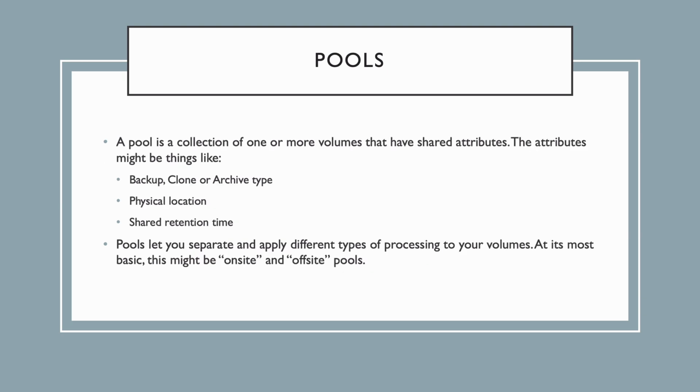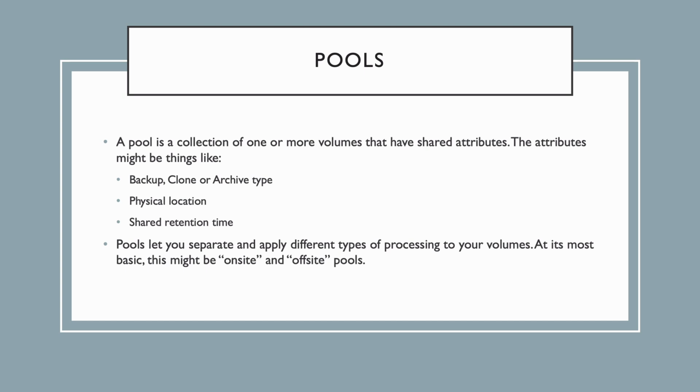We've talked about volumes and devices, so what are pools? Well, a pool is a collection of one or more volumes that have the same attributes. One attribute can be differentiating between volumes that store backups, volumes that store clones, or volumes that store archives. In actual fact, there's a bit more differentiation that happens there, but we'll cover that off at another time. But there's more to pools than just whether they hold backups, clones, or archives.